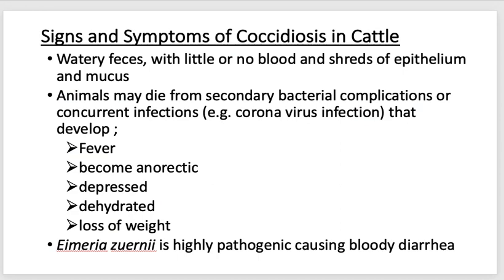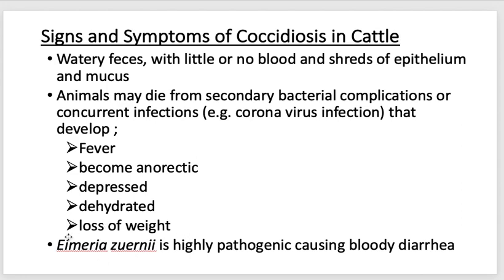So the signs and symptoms of the disease in cattle is watery feces with little or no blood and shreds of epithelium and mucus. So watery feces, something like a diarrhea. And also animals may die from secondary bacterial complications or co-occurring infection such as coronavirus infection, and they can develop symptoms such as fever, become anorectic, depressed, dehydrated, and loss of weight.